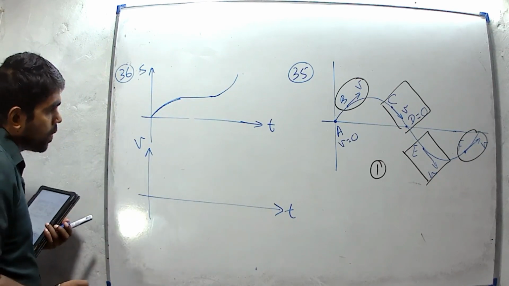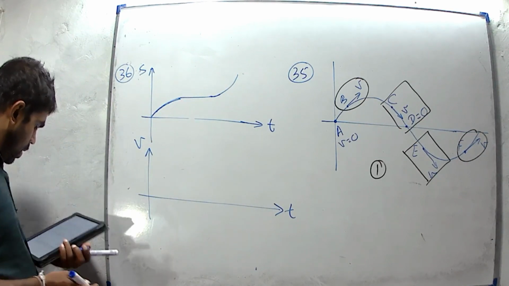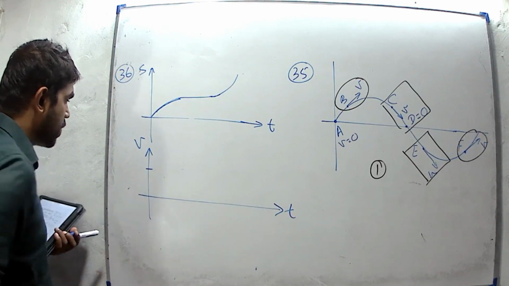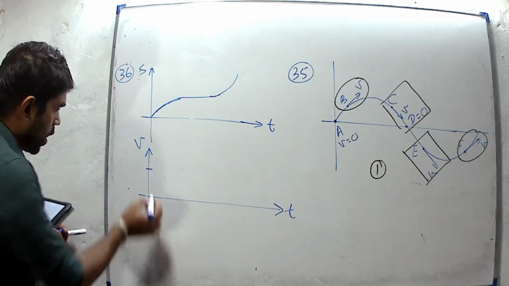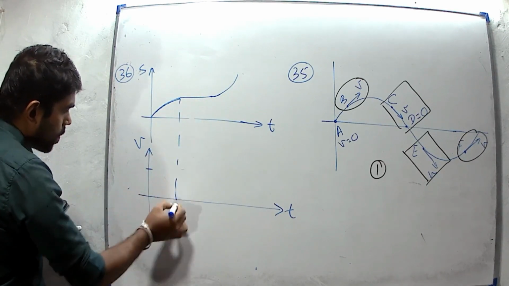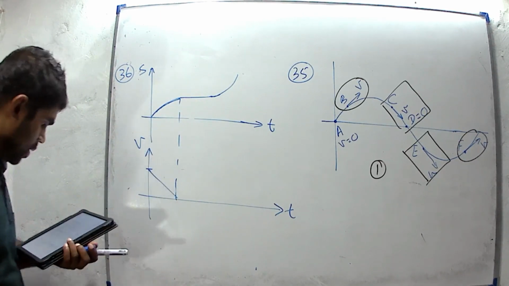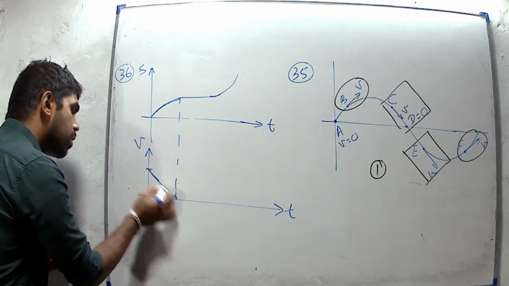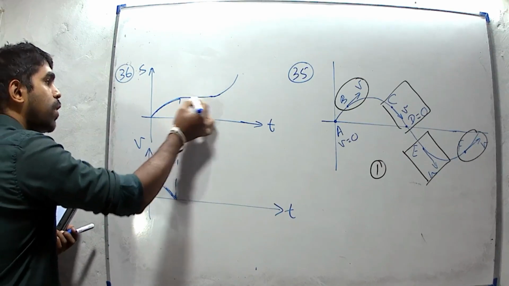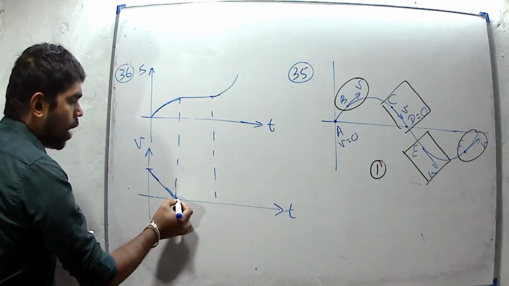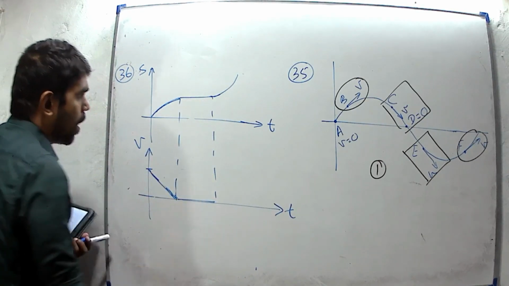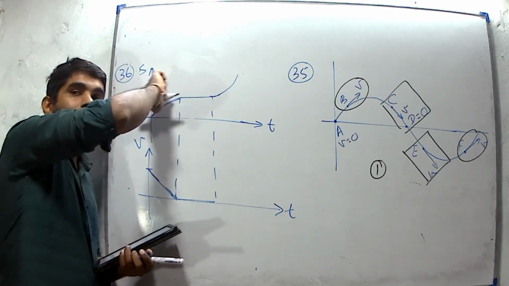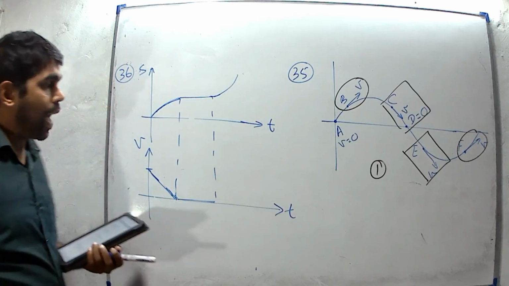It means velocity should be decreased. We can consider it is like this. Velocity is decreasing to 0 because the gradient for this part is 0. Therefore, velocity is 0 for this part. This part is parallel to the time axis.